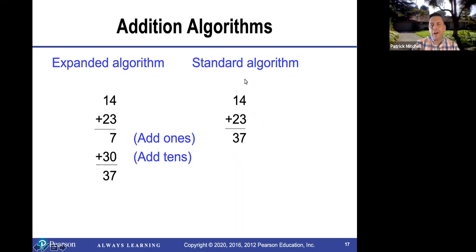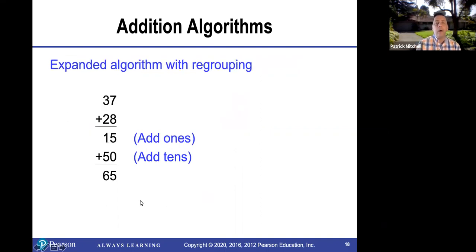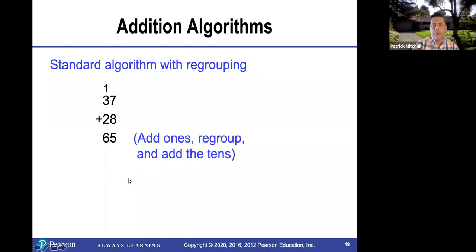Now the standard algorithm works very well for this problem, especially because there's no carrying or regrouping. However, in a problem like this, I think that the expanded algorithm actually makes a lot of sense. You do 7 plus 8 is 15, and then 3 plus 2 is 5. Remember, that means 5 tens, which is 50, and then 15 plus 50 is 65.